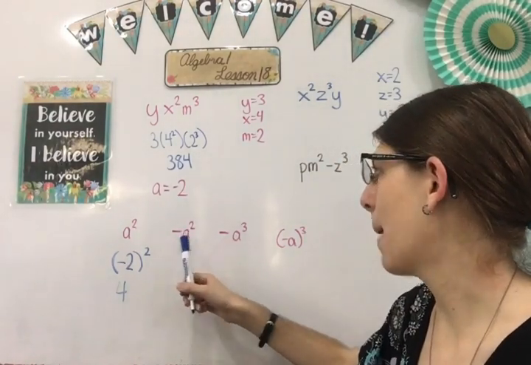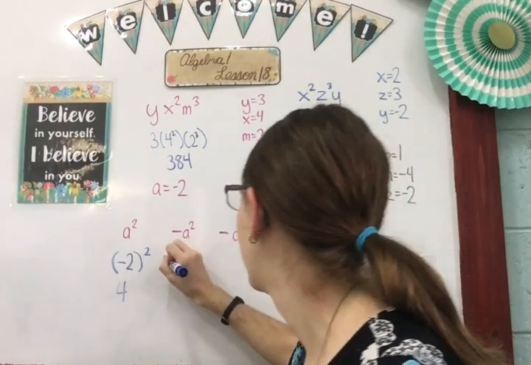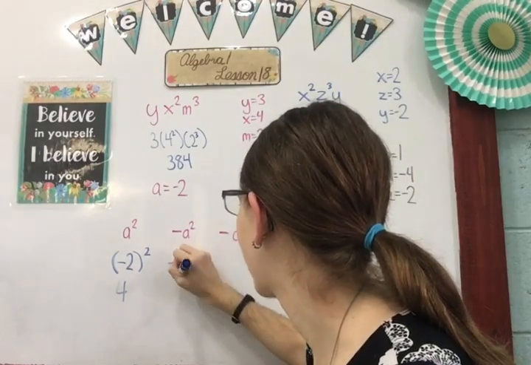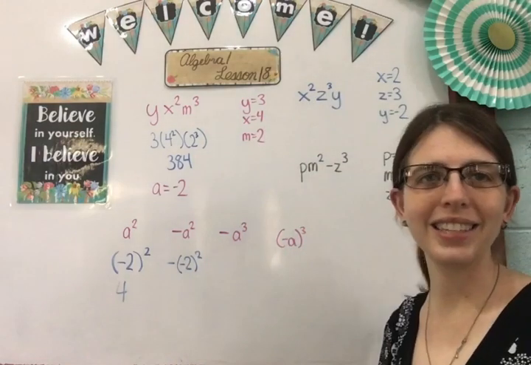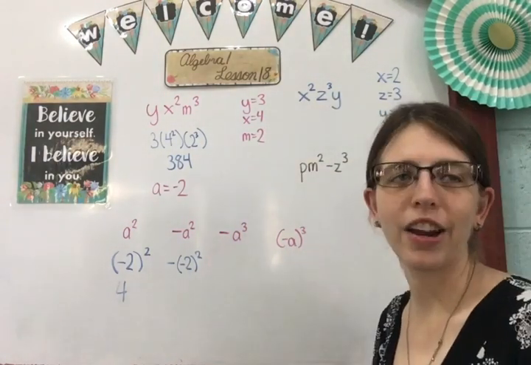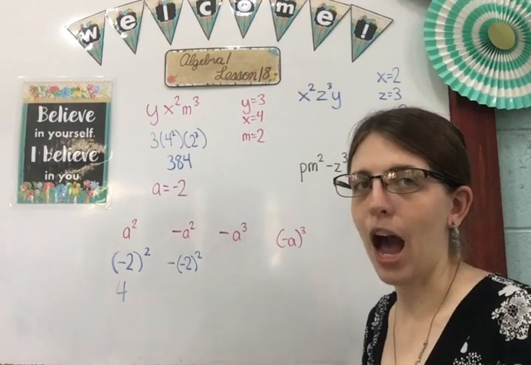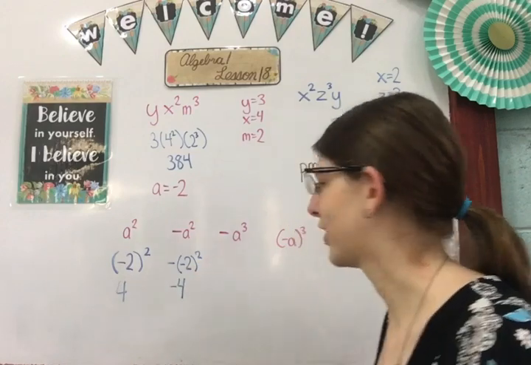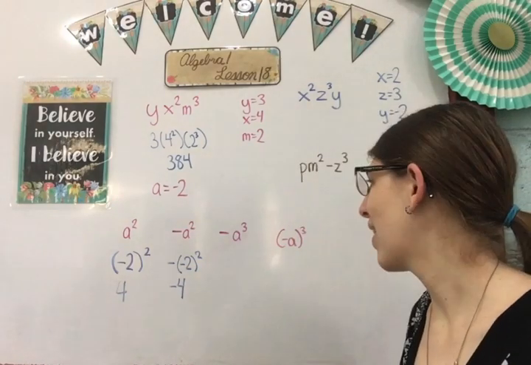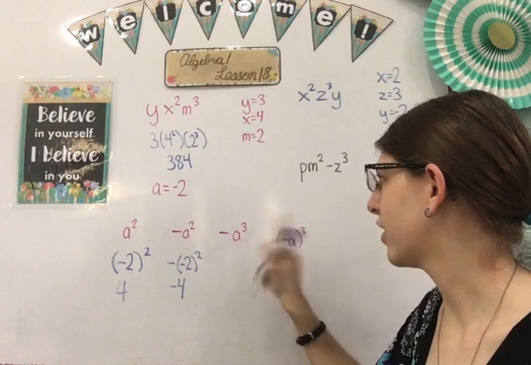Here I have the opposite of a squared. So this time I have negative on the outside and negative 2 on the inside. It's in both places. Negative 2 squared I know is positive 4. The opposite of positive 4 is negative 4. That's your answer.